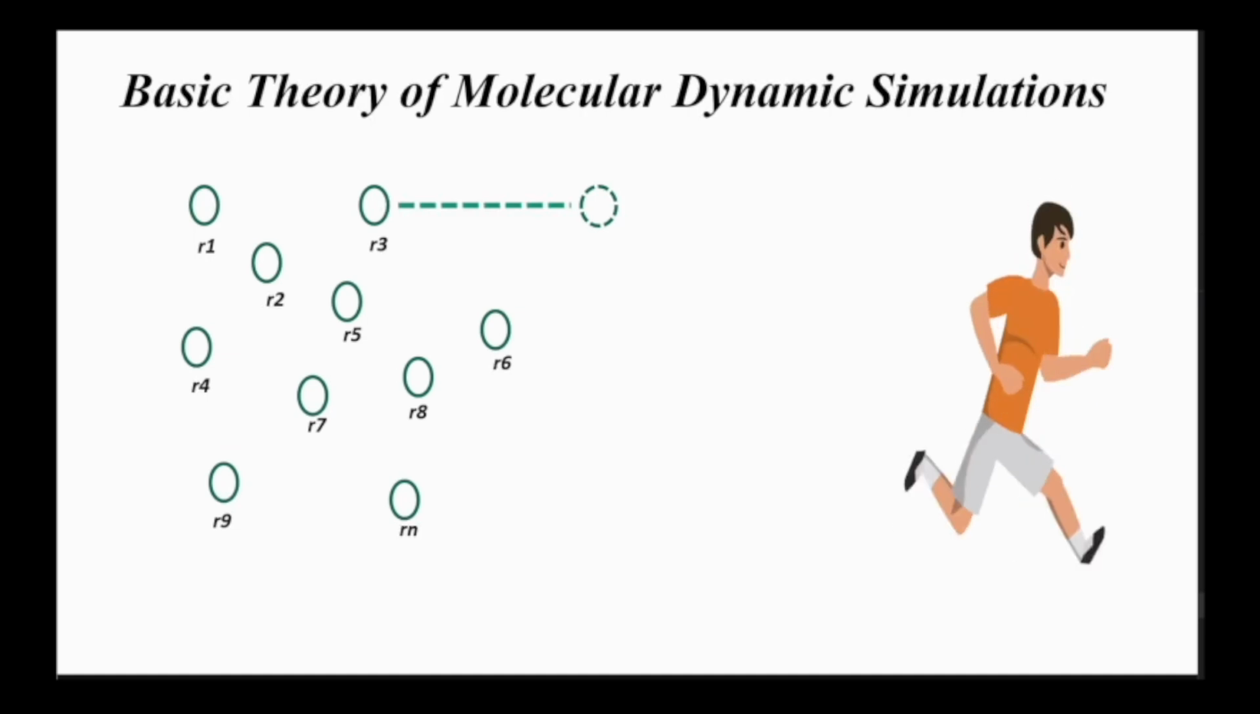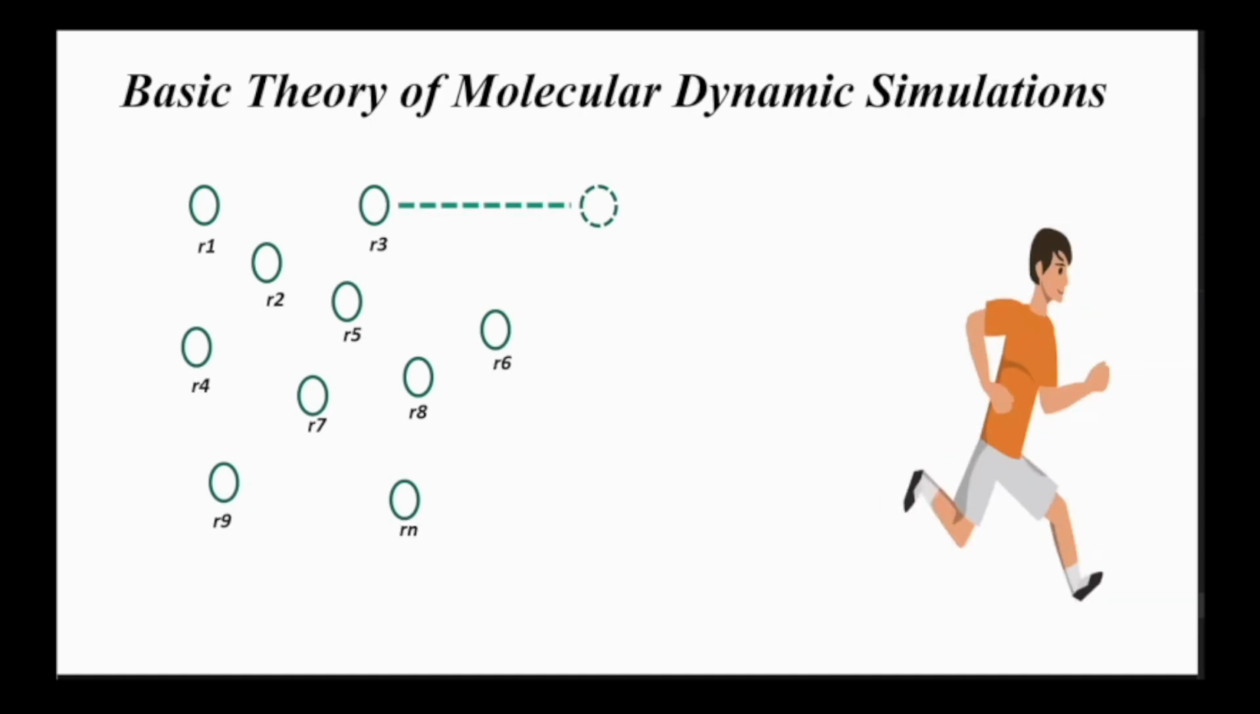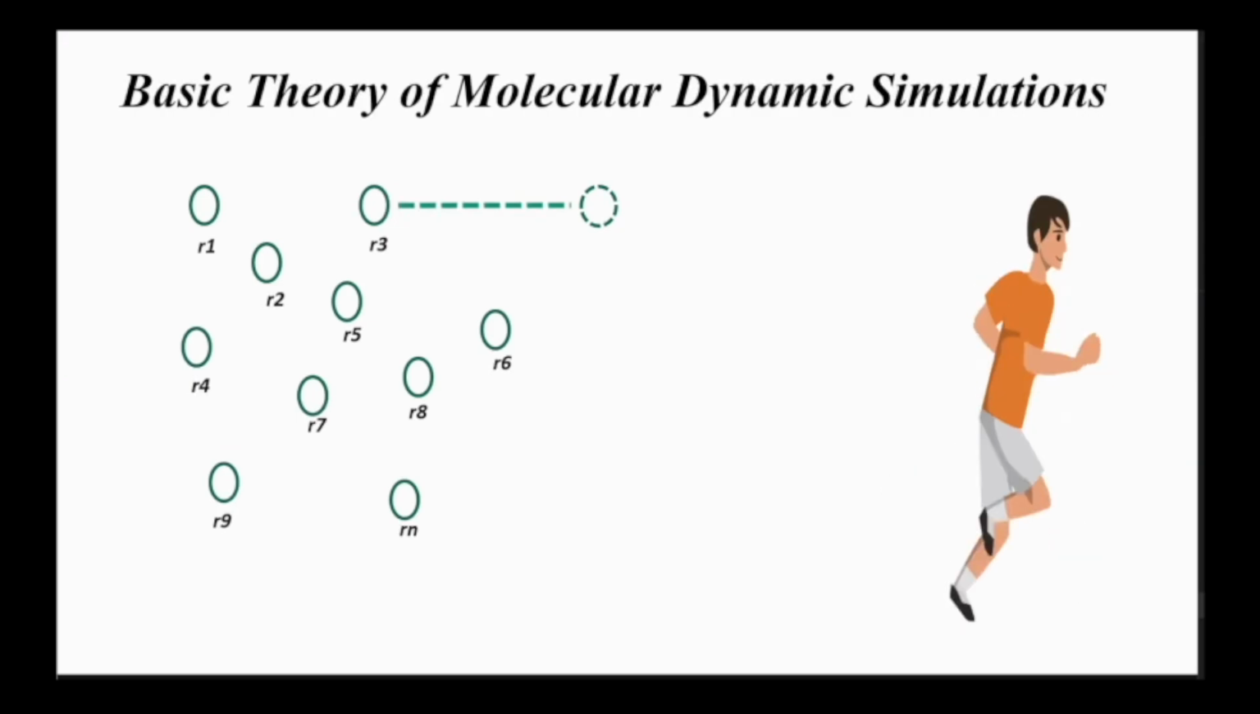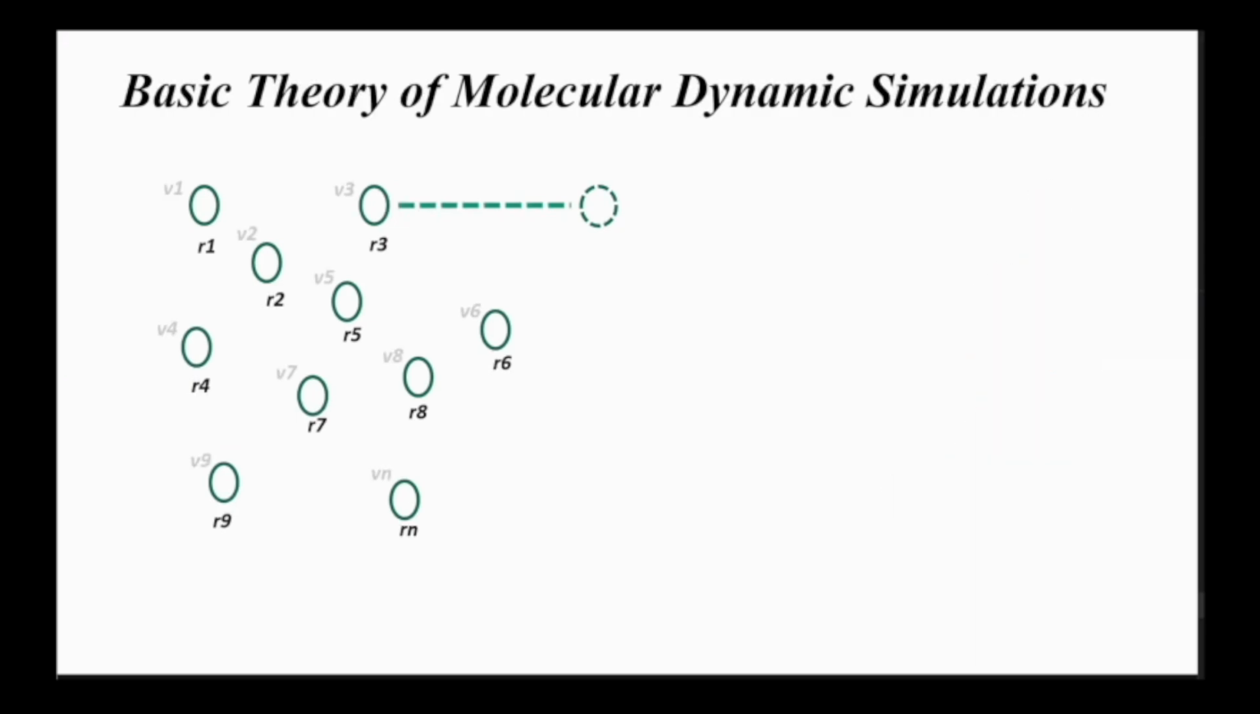So if you know the initial position and the initial velocity of the atom, it will be very easy to predict where that atom will be after a certain period of time.